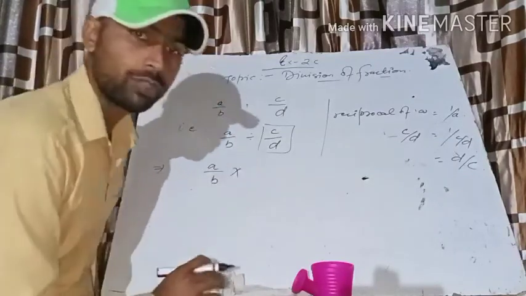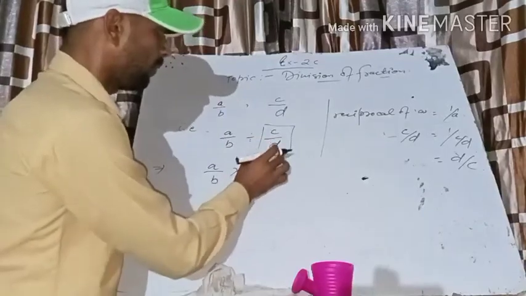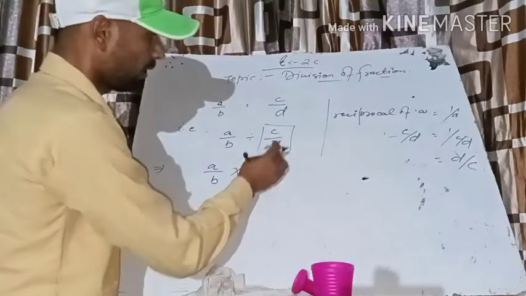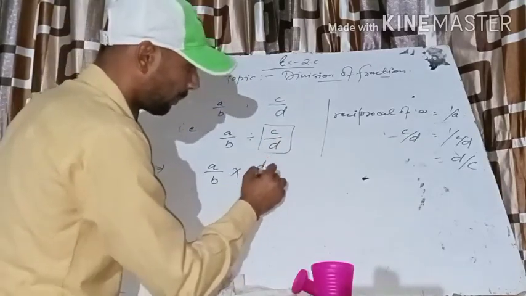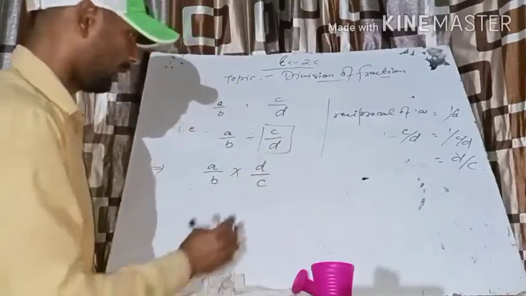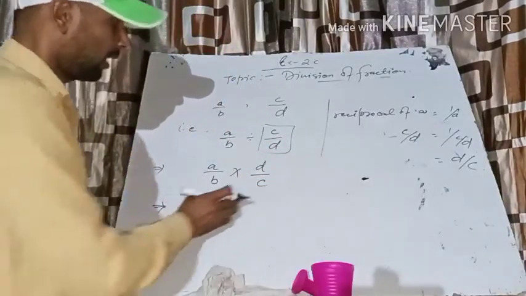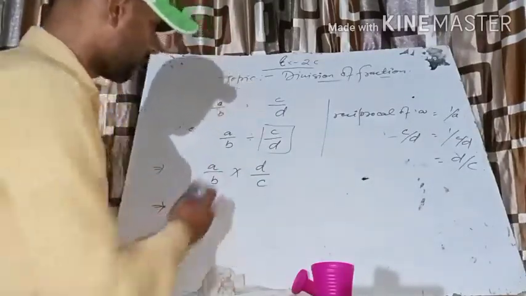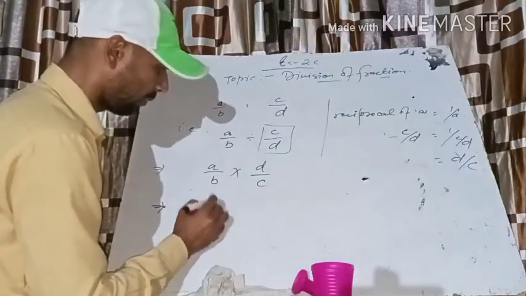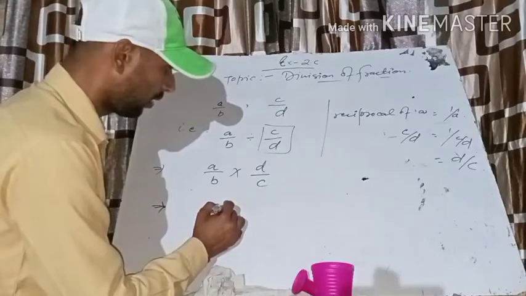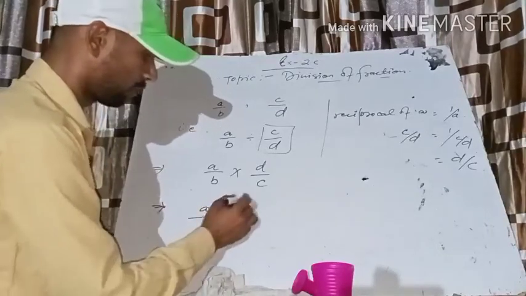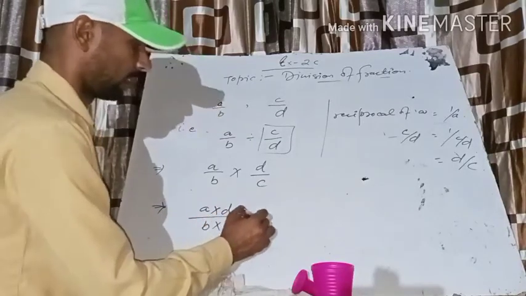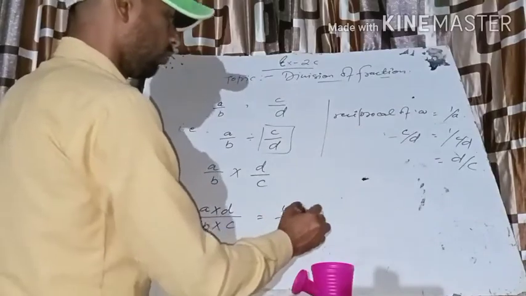In the next step we will write a upon b, and in place of the division we will use the multiplication sign, and now we will take the reciprocal of the second fraction. In place of c upon d we will write d upon c. Now it is just similar to the previous one, the multiplication of fractions. So follow those steps: multiply numerator with numerator and denominator with denominator. Suppose it's u and it's v, so u upon v will be your answer.